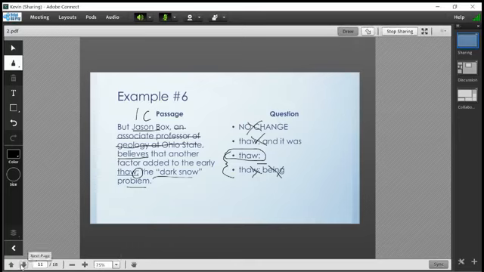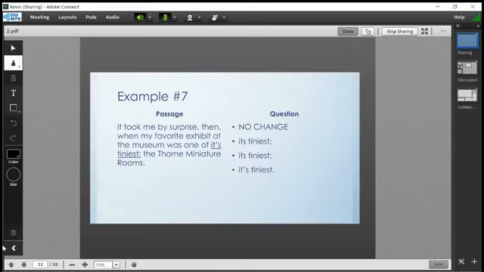And now let's look at our next example. Okay, so example number 7. It took me by surprise then when my favorite exhibit at the museum was one of its tiniest. We're going to talk about that in a couple of seconds. Okay, so it took me by surprise then when, so let's look at verbs and punctuation. So I have it, that's my pronoun, took, that's my verb. Let's keep on going, okay, and here we have our punctuation.